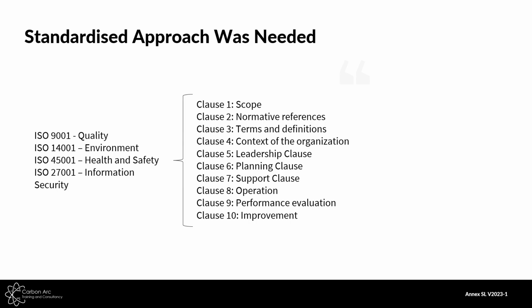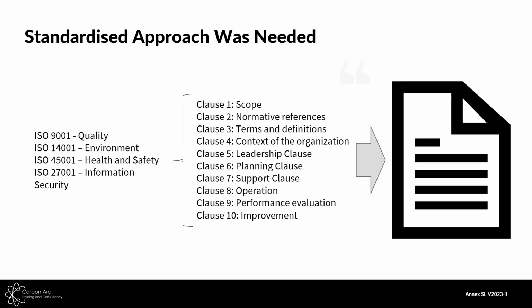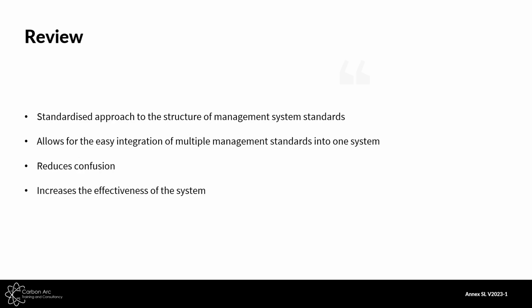So you see that 9001, 14001, 45001 and 27001 all use Annex SL, so they will all be structured in that same way. So when we pull them together into one document, we can have clause 4 for all of our management systems, clause 5 for all of our management systems, in a way that the structure and the language is all the same and connects together, and we can move forward with less confusion. So that's really the point of it.